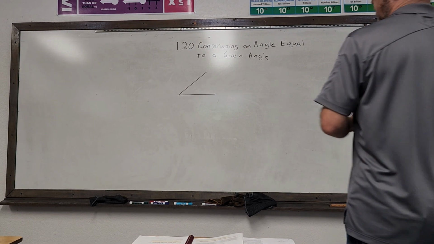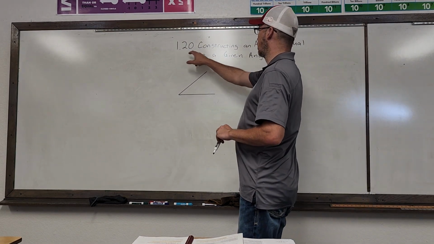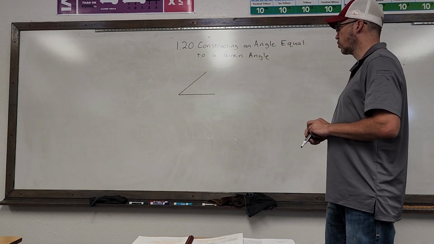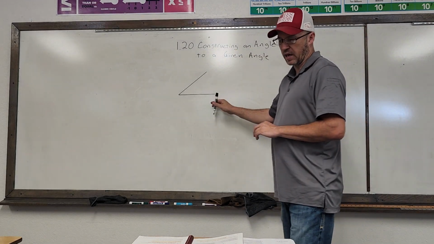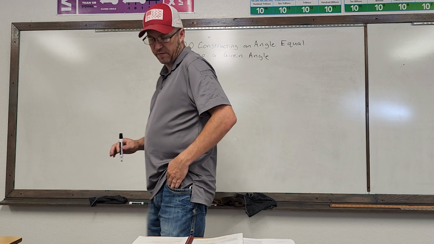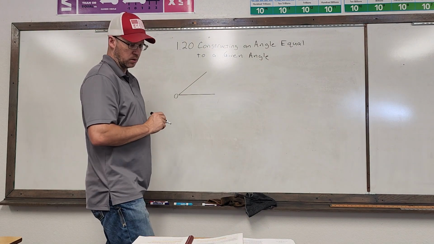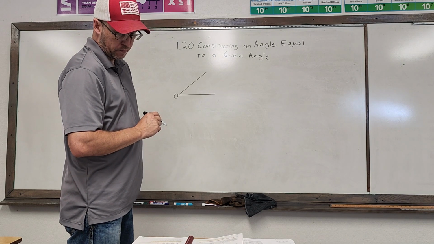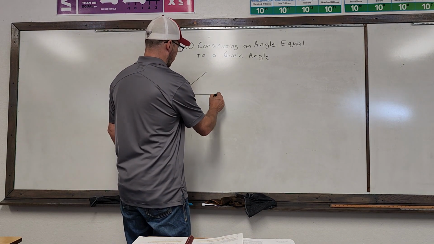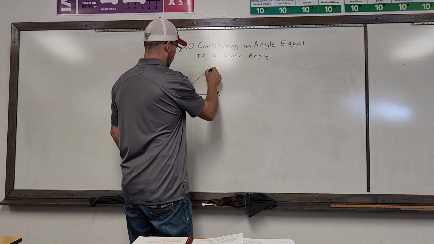Today we're working on plane geometry 1.20, constructing an angle equal to a given angle. So I've got an angle here that's given to me. I'm going to label this vertex O, and we'll go from A and B.